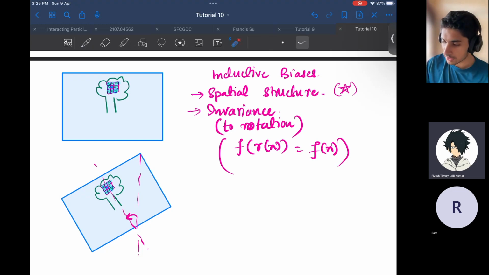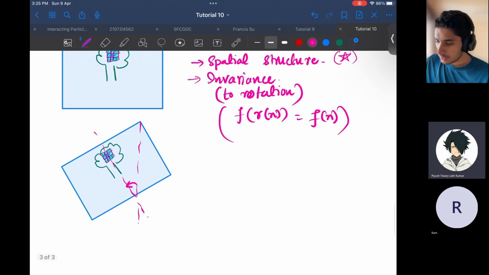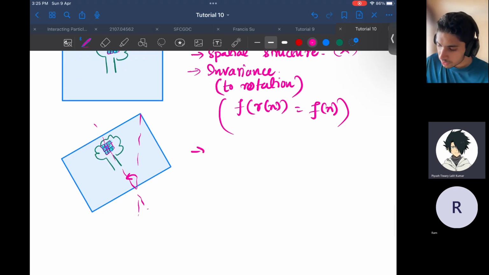So the way to read this is that for a given image, I have some output f of x. However, now if I rotate my image, or if I apply some transformation r to my image, and now apply my function to it, this output and the earlier output should be the same. This is what we mean by invariance. All right. I hope you get my point, right?